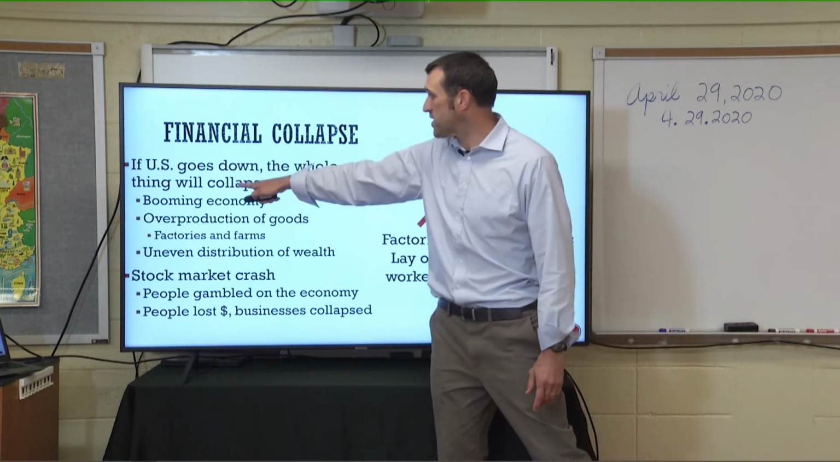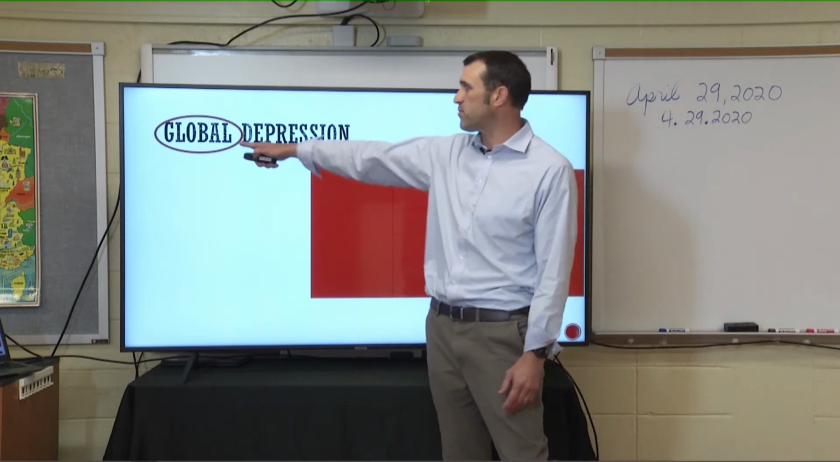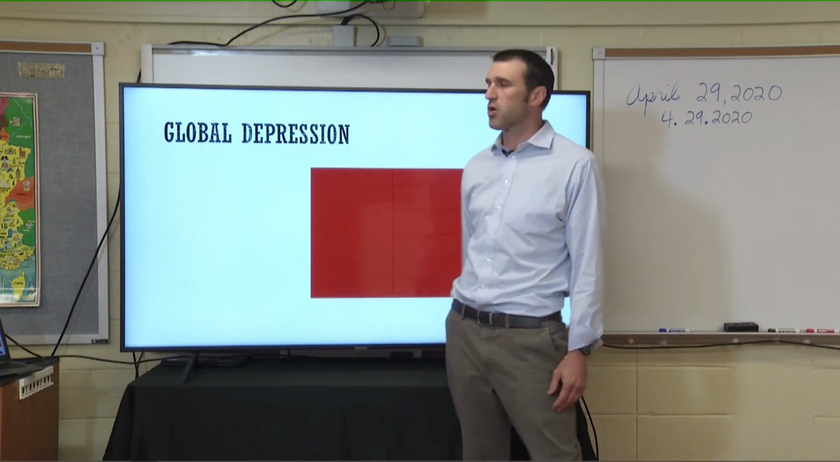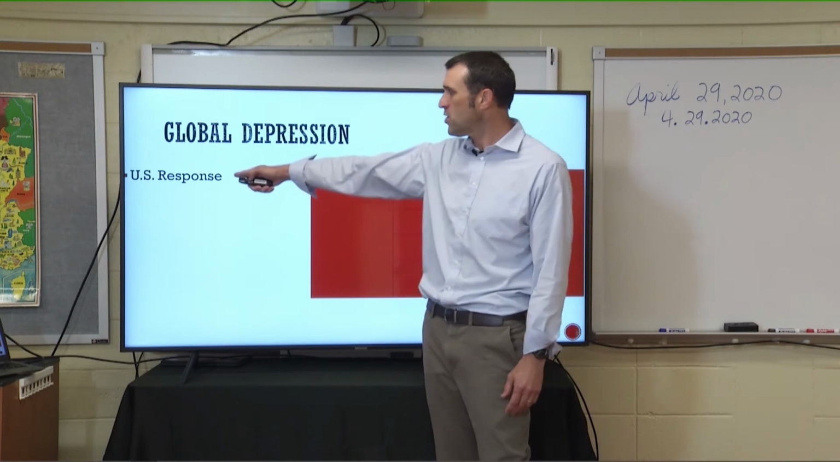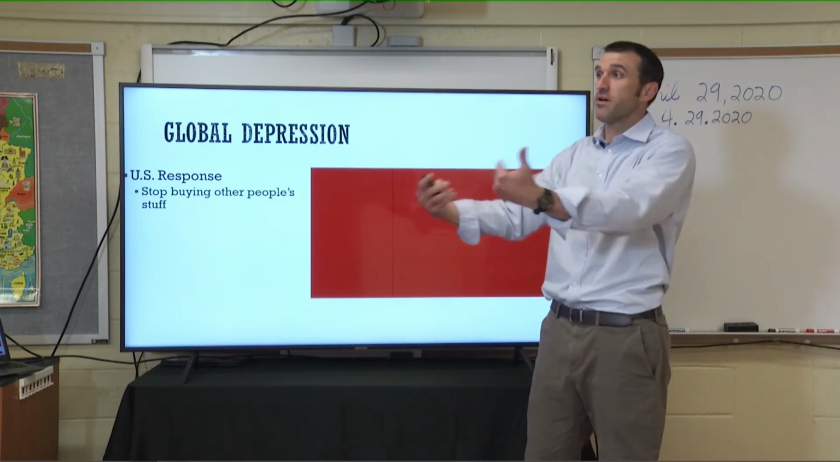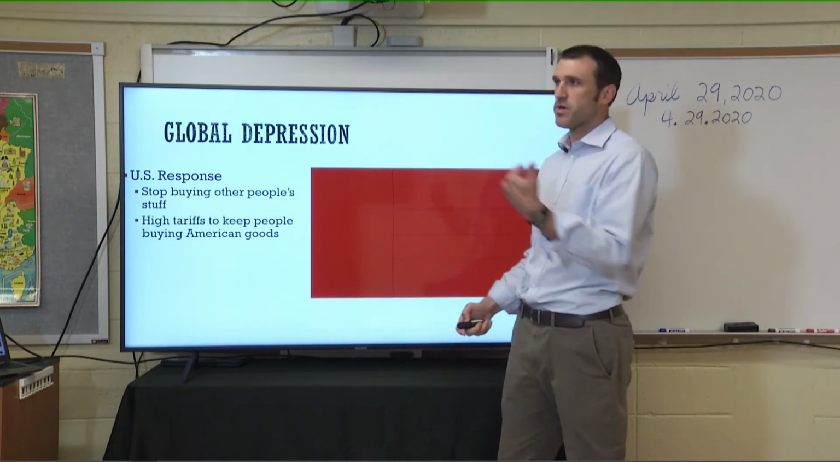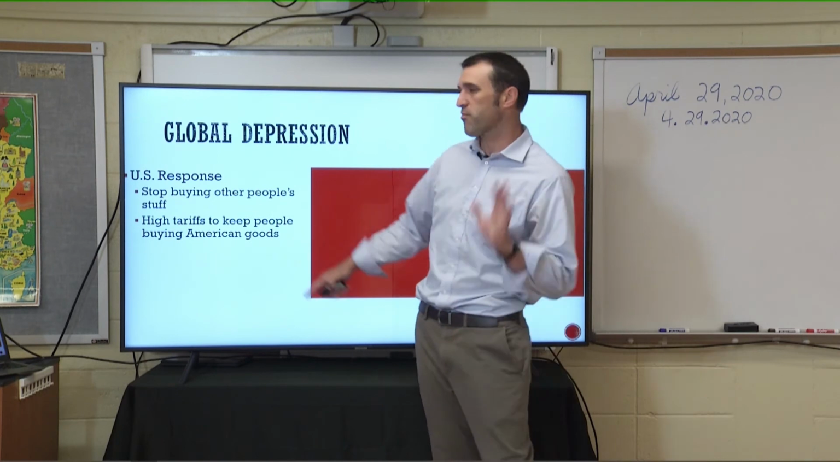And if the U.S. goes down, the whole thing's going to collapse. That's exactly what happened. It became not just a U.S. depression, but a global depression. What was the U.S. response? Well, we've got to stop buying other people's stuff and buy U.S. stuff. So they placed high tariffs, which is a tax on imported goods, to keep people from buying their stuff and buying our stuff.